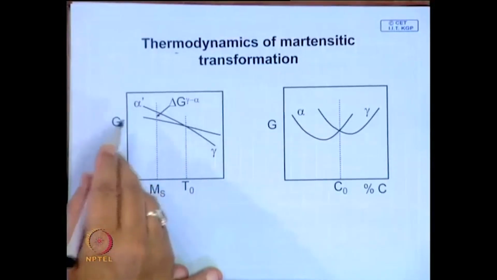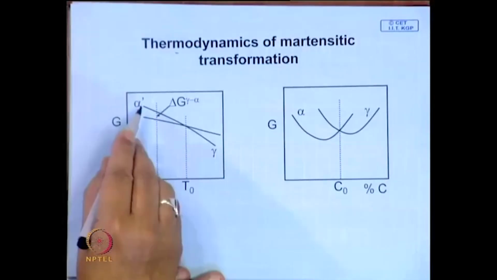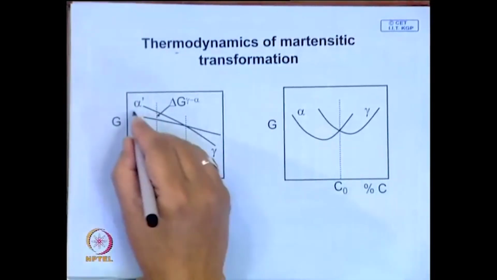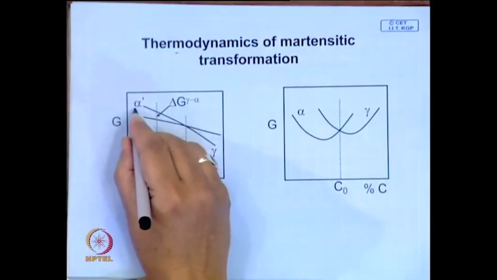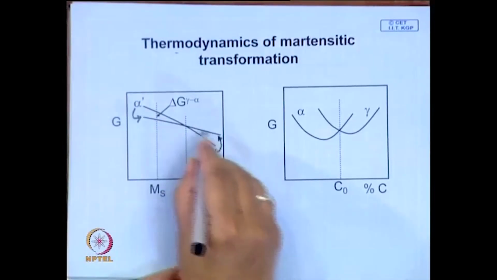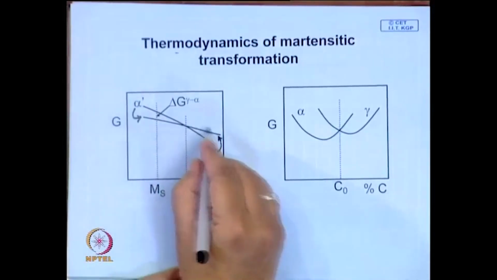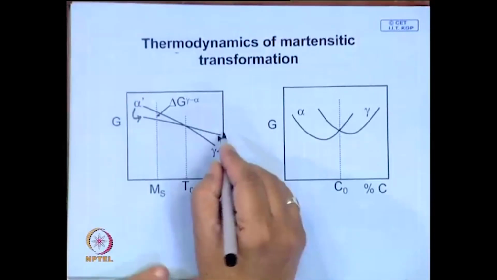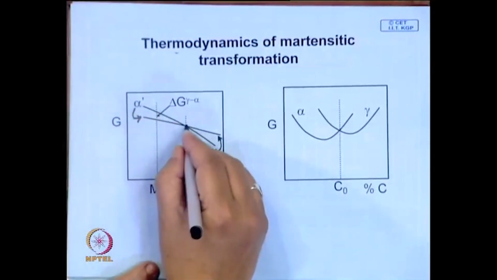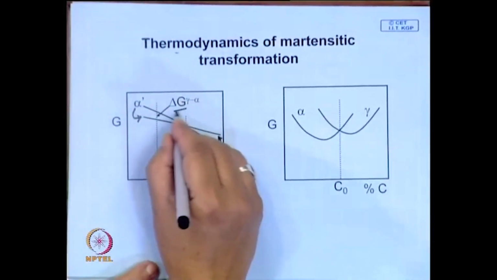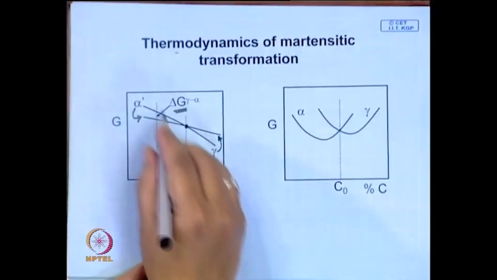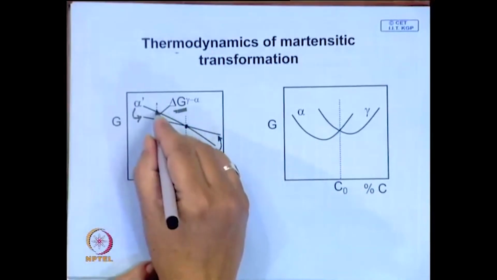We know that there are two phases, and the high temperature phase is austenite. If you plot the free energy of austenite, which is shown over here, and the free energy of ferrite, above a particular higher temperature austenite is more stable. As you cool down, somewhere in between, austenite and martensite may have the same free energy. This temperature is known as T0, and the MS temperature is shown here.